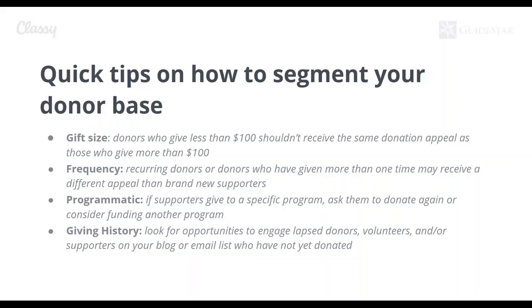Your appeal should also reflect past giving behavior and maybe send recurring donors or a past fundraiser a different appeal than a new donor or a one-time donor. In keeping appeals personal, if you know your supporters' preferences, reflect them in your appeal by asking them to support a particular program. Finally, you can strategically engage supporters who haven't had a recent gift. Consider segmenting your appeal for volunteers, supporters that are on your blog or email list who haven't historically given, or for your lapsed populations, your LYBUNTs and your SYBUNTs.